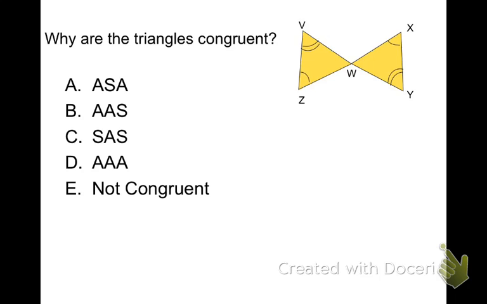Notice the notation here shows we've got angles Z and X congruent, we've got angles V and Y congruent. We know based on vertical angles, this angle and this angle are congruent. So we have three congruent angles. Do we want the angle, angle, angle congruence? It's kind of a trick question, don't fall for it.